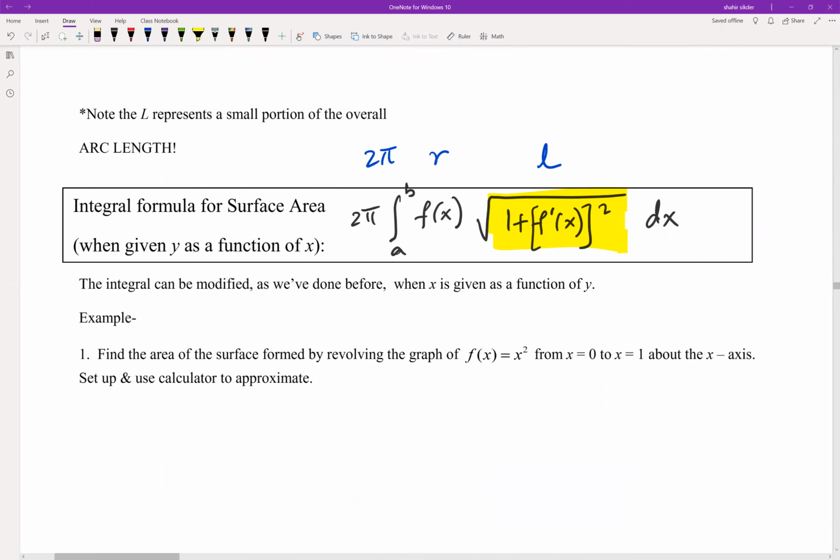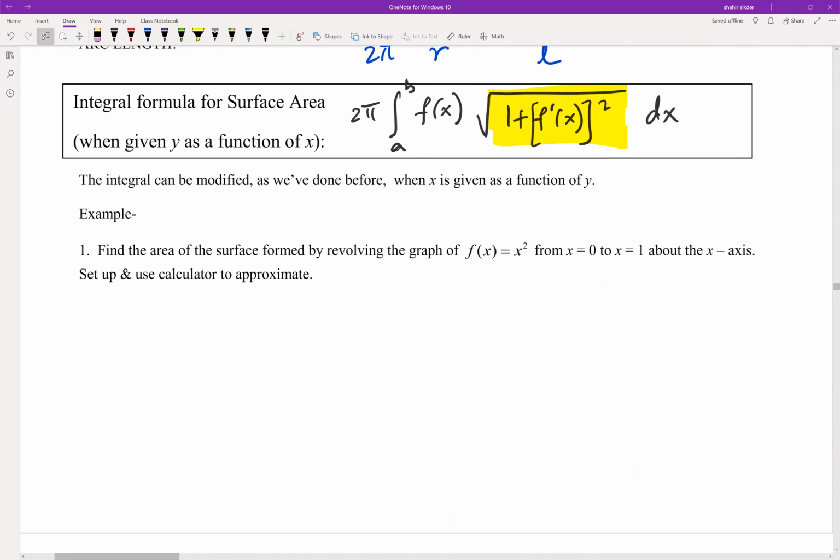Okay, let's look at an example of how surface area works. The integral can be modified, because over here we have a and b. It could have been c and d, then it would be f of y, f prime of y, and this would have been dy.